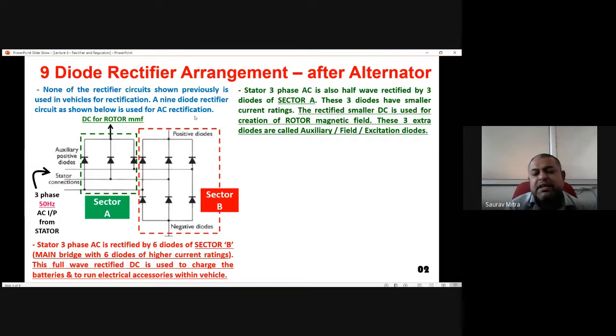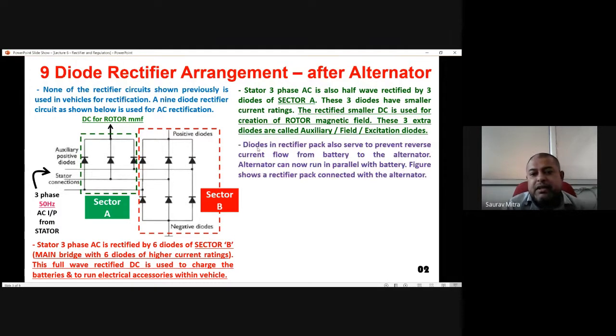So one part of the rectification goes for charging the battery, another part of the rectification goes for creating the magnetomotive magnet inside the alternator. So these are the two types of rectifier. Sector A is generating DC, kind of low current DC, low wattage DC. This is going for creating rotor MMF, and sector B is producing DC, which will go to charge the battery. So it is said that the stator three phase AC is also rectified by 3 diodes in sector A. So this is half wave rectification.